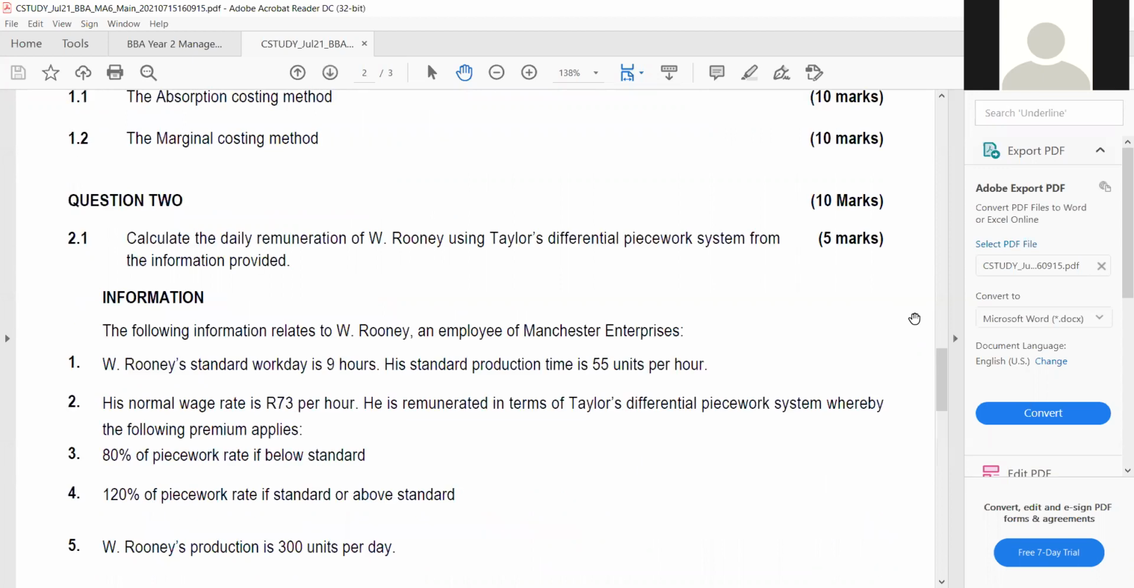Everyone should have the question paper. So when we say Taylor's differential piecework, you are remunerated according to your production, the number of units that you are producing at the end of the day. If you are remunerated according to that, I want to change the screen that I'm sharing and then start sharing this.